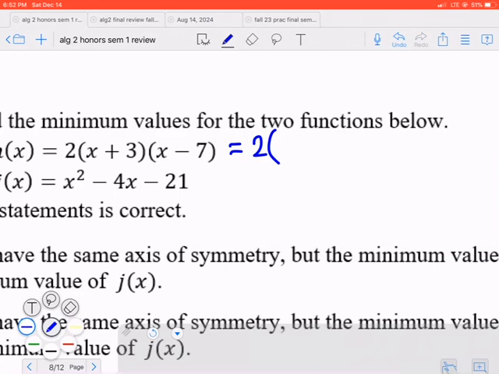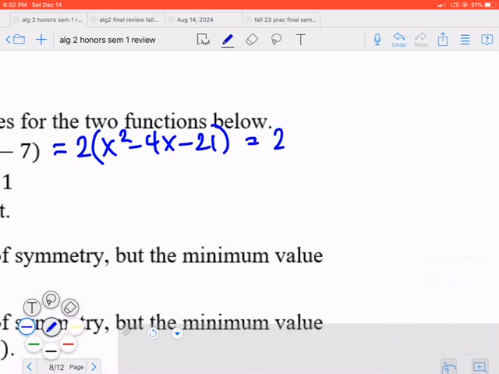I'm going to FOIL x plus 3 times x minus 7. X squared minus 7 plus 3 is minus 4x minus 21. And 2x squared minus 8x minus 42.